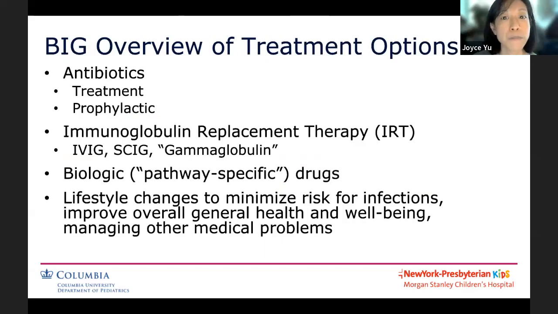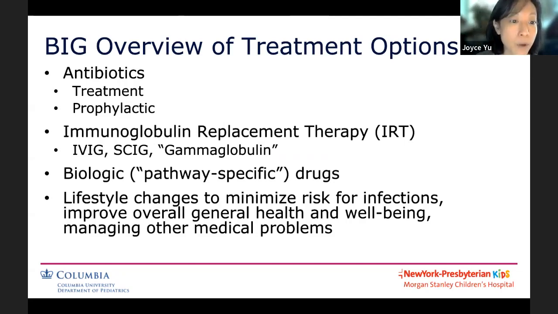So in terms of the big overview of treatment options, we do have treatment options to help you manage immune deficiency. The big one that everyone knows about is antibiotics. And we use antibiotics in two major ways. We treat infections and we use them prophylactically. So for each infection that you have, we give you treatment antibiotics. But we also use antibiotics prophylactically as a preventative way to prevent you from getting infections, or if you were to get infections, to prevent you from getting so sick with infection.